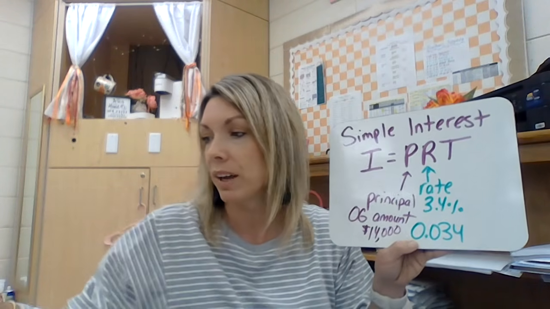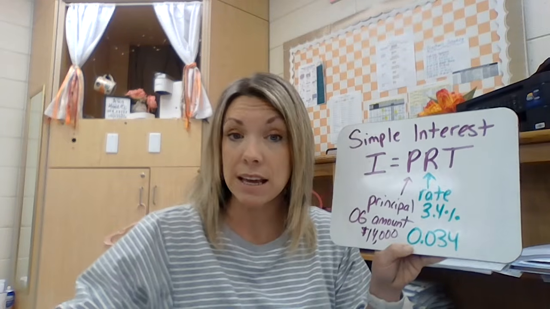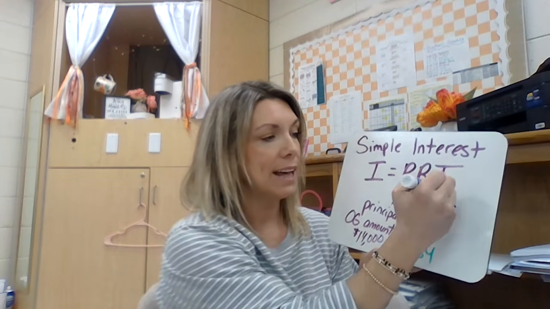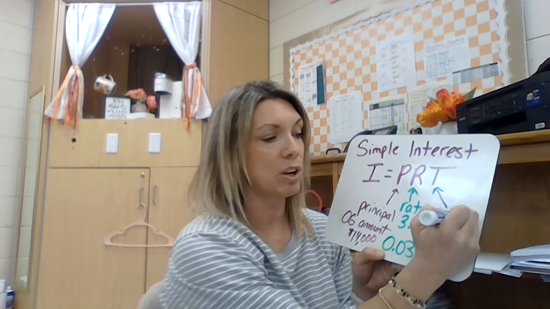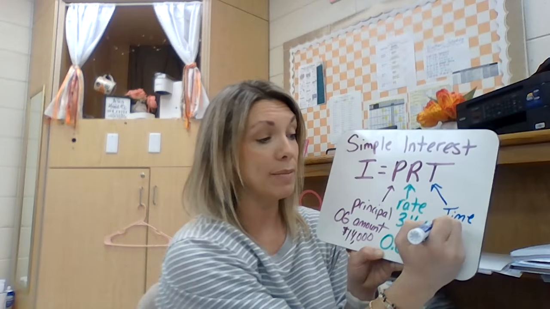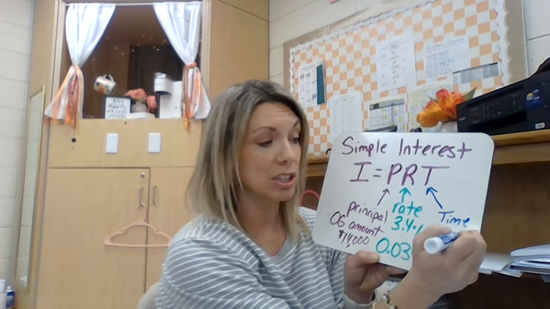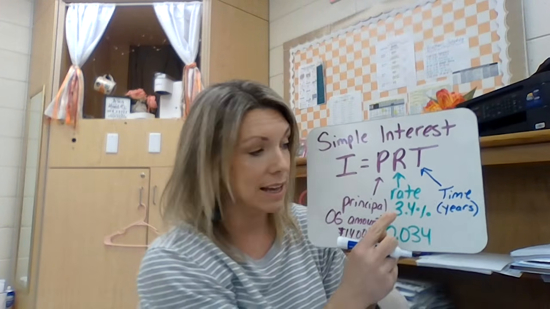Just move the decimal to the left 2 times if you're trying to change your percent to a decimal. Lastly is T, and T represents time. That's how long the loan is going to be for. So time is always represented in years, and you've got to make sure that that's in years.